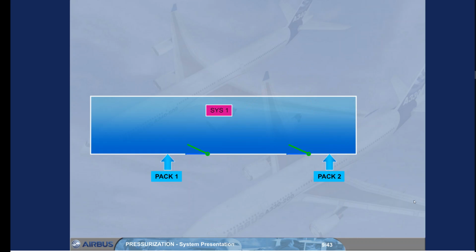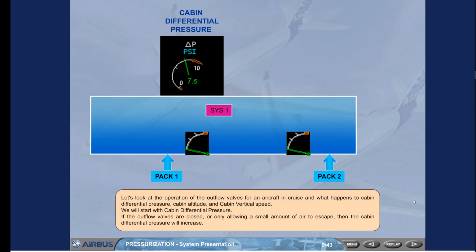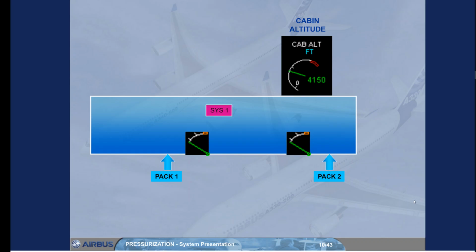Let us look at the operation of the outflow valves for an aircraft in cruise, and what happens to cabin differential pressure, cabin altitude, and cabin vertical speed. We will start with cabin differential pressure. If the outflow valves are closed, or only allowing a small amount of air to escape, then the cabin differential pressure will increase. Now let's look at what happens to cabin altitude.